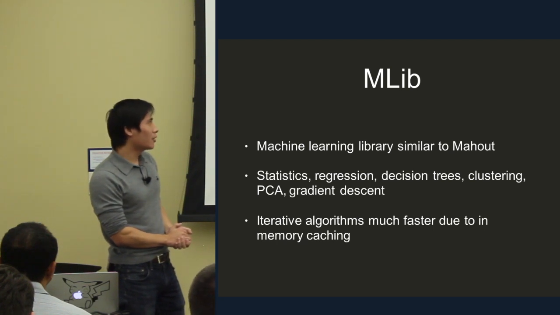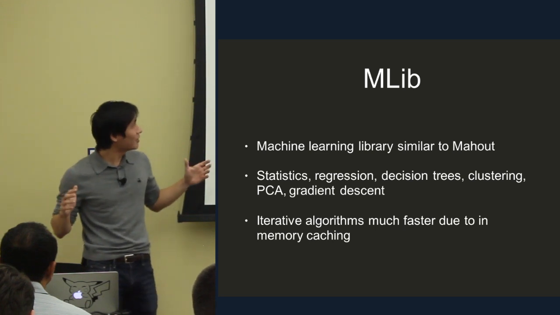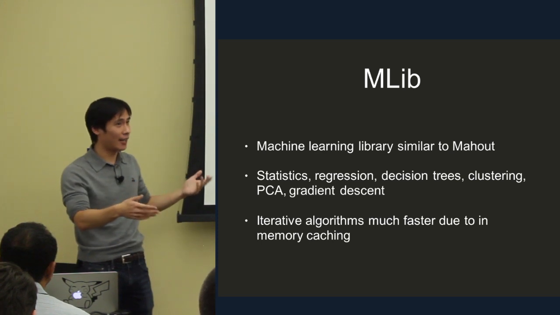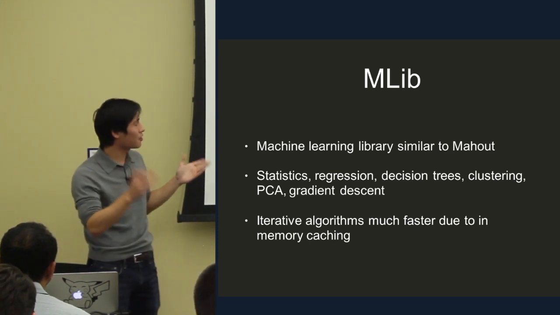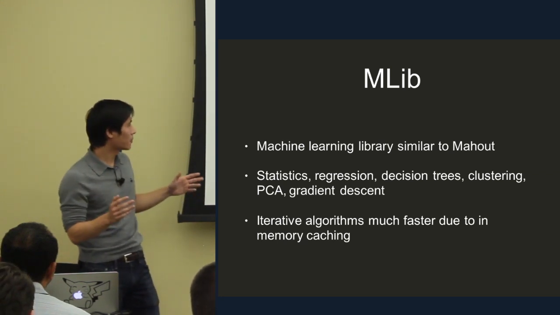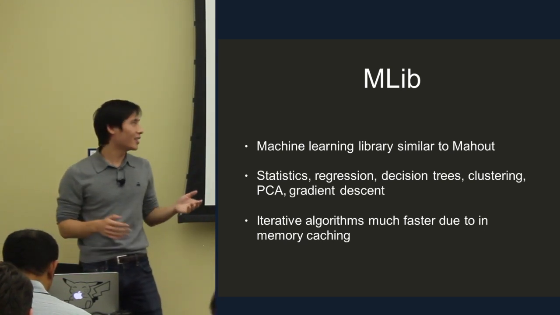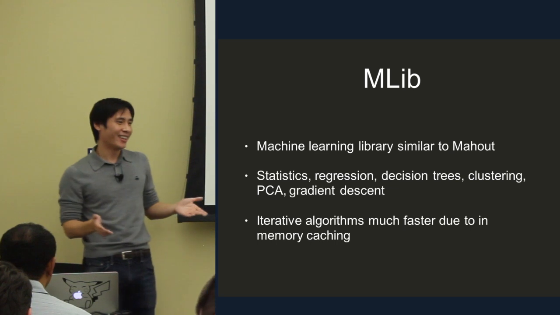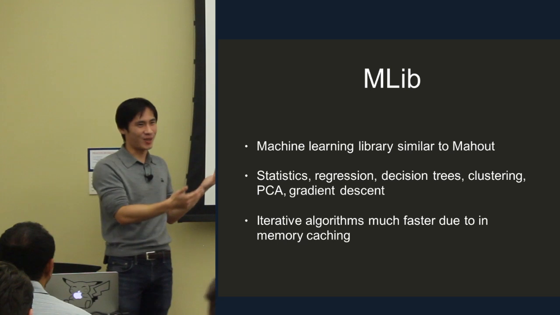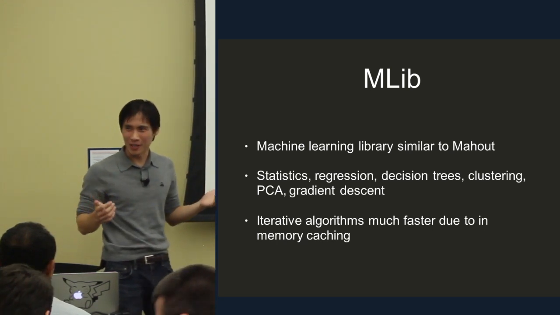It's a pretty new library, so it doesn't have the full set of capabilities that Mahout has, but it's still a decent amount. And again, they're working on adding a lot more. So you have your regular statistical functions like mean, variance, regressions, decision trees, clustering, principal component analysis, gradient descent, and again, all of these are parallelized. Like Mahout, it's really nice that machine learning experts put in the time of creating these libraries for you so that you can just run it easily on a large data set without really knowing how it's implemented in the back end.